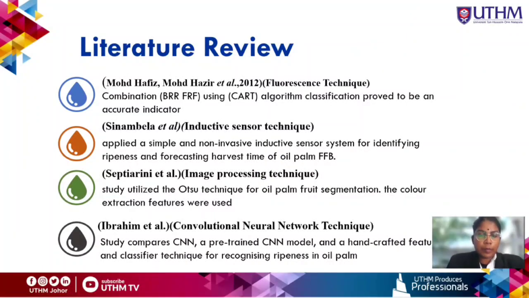There are a few methods to determine oil palm fruit ripeness that have been done by previous work. The first technique is fluorescence technique. The grading system using fluorescence technique to differentiate oil palm fresh fruit bunch into three categories has been studied by Hazir. The fluorescence sensor has great potential and can be used in a fresh fruit bunch grading system for oil palm. In combination with statistical analysis, the blue to red fluorescence ratio parameter proved to be an accurate indicator, with statistically significant differences across the three categories of oil palm fresh fruit bunch maturity.